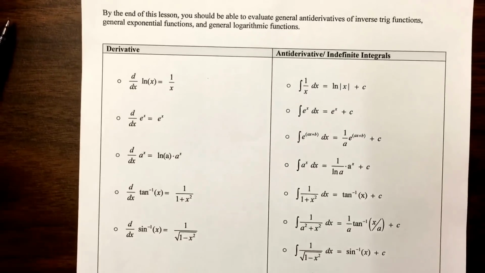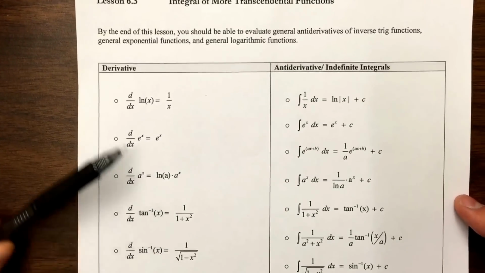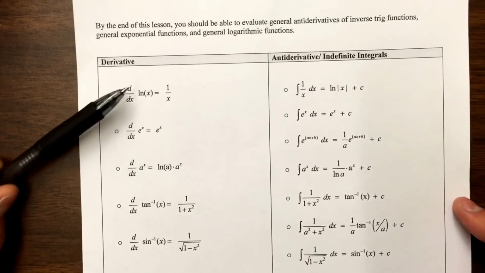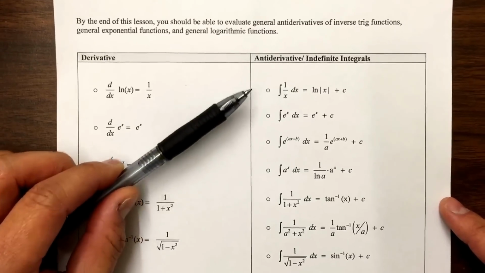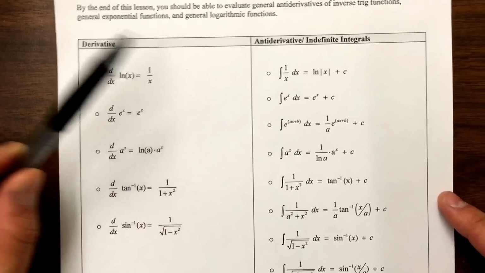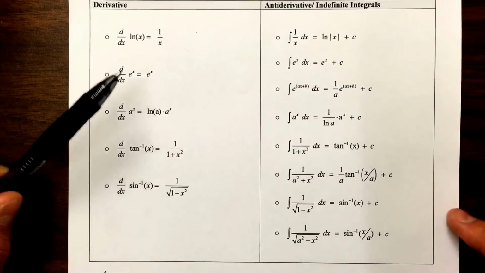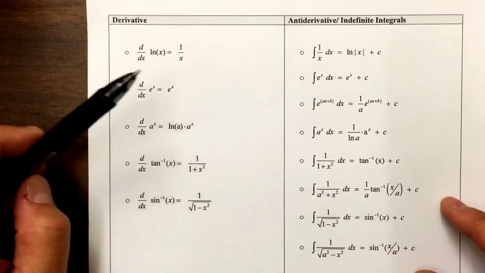So we did some of these, but we want to get deeper into how we find their antiderivatives. We know how to find their derivative, so we're going to review that, and then we will also discuss how to find their antiderivative using u-substitution, especially when there is a product of two functions or a quotient of two functions.